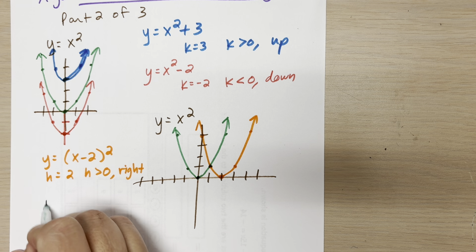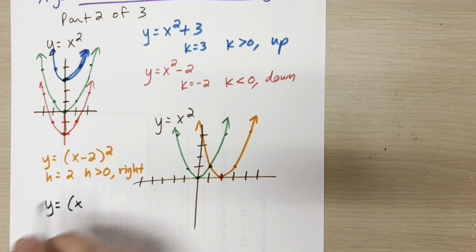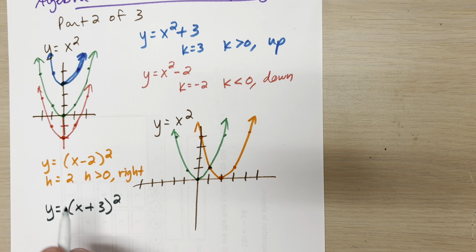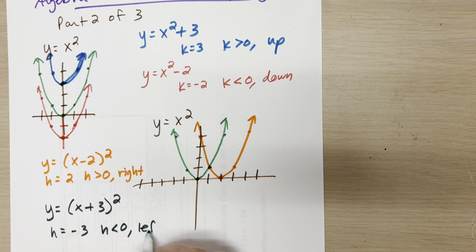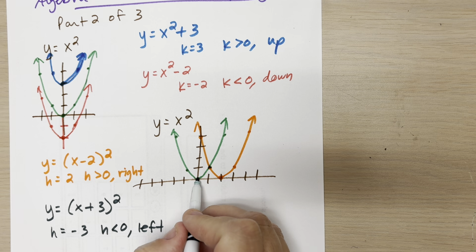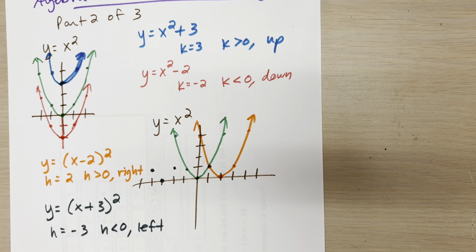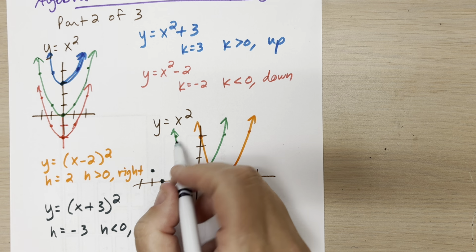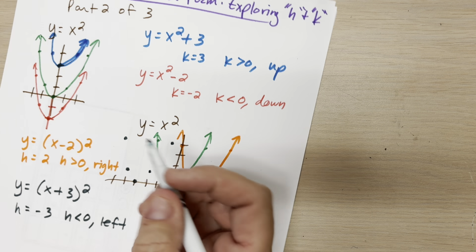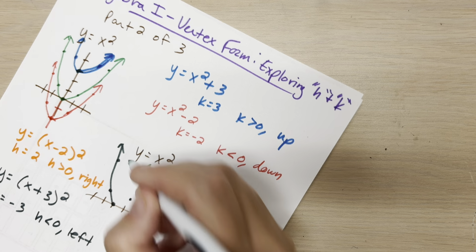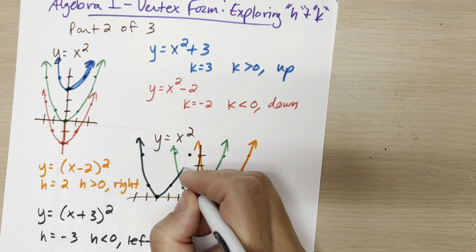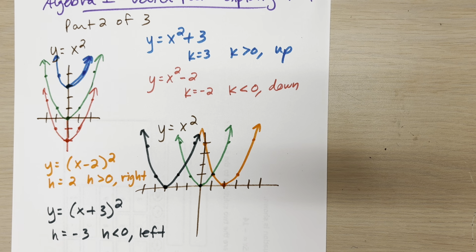Okay, we can also look at y equals the quantity x plus 3 squared. So again, the h value is the opposite of what you think. So in this case, it's negative 3. Since it is negative, we're going to go to the left. So we're going to take this over and go 1, 2, 3. The pattern up 1 over 1 is still the same. The pattern of up 3 over 1 is also still the same. And there we go. All right, so that one's not as pretty, but you get the idea.